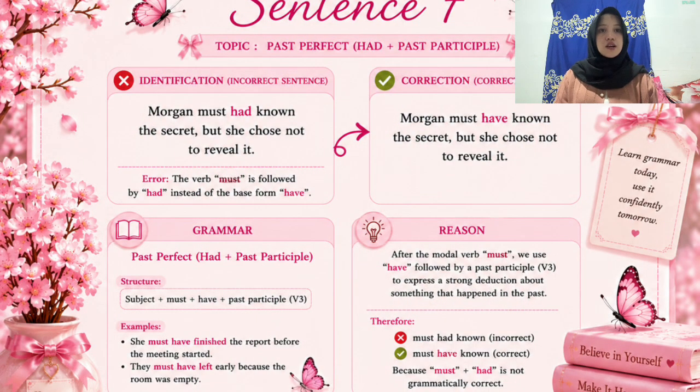Sentence number 7: Morgan must had known the secret, but she chose not to reveal it. The mistake is "had". The correct sentence is: Morgan must have known the secret, but she chose not to reveal it. The reason is that for past modals, the pattern is modal plus have plus verb 3. Therefore, we must use "have", not "had".